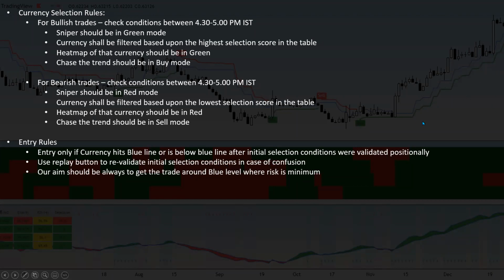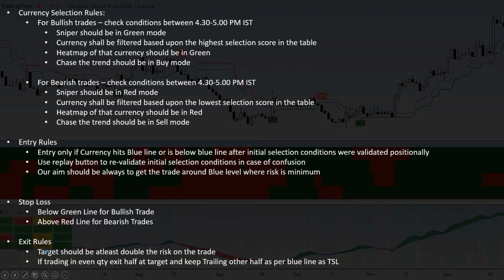That means if you are confused whether your conditions were validated earlier, then use the replay option I have taught you and check in case of any confusion whether the selection conditions were there earlier or not. Confirm them. Only then do it. Our aim should always be to get the trade around the blue level where the risk is minimum. Stop loss below the green line for bullish trade and above the red line for bearish trade. Exit rule. Target should be at least double the risk on the trade. If trading in even quantity, exit half at target and keep trailing the other half, as the blue line is the trailing stop loss. Keep trailing from the blue line if the trend is going.